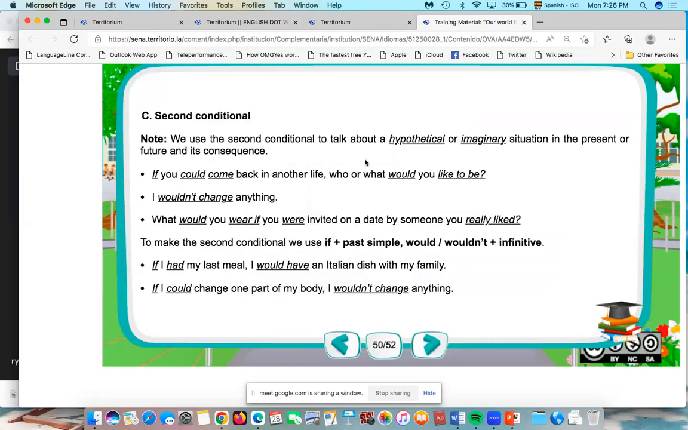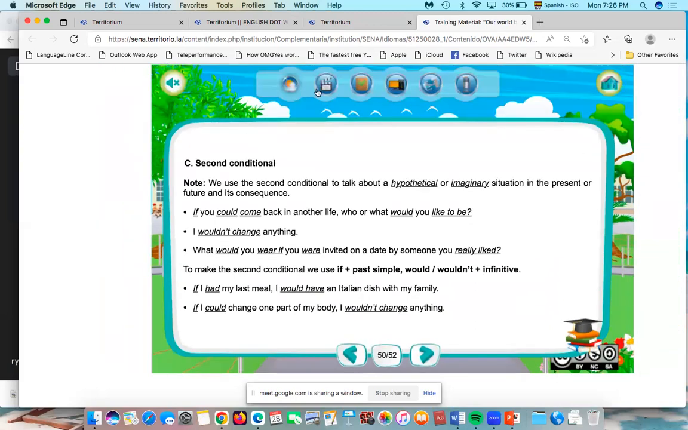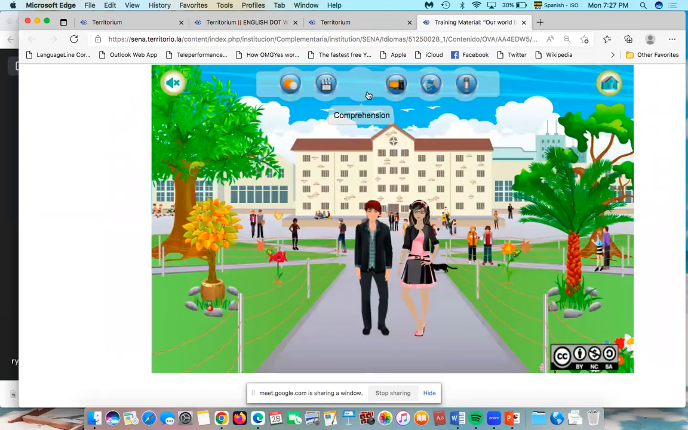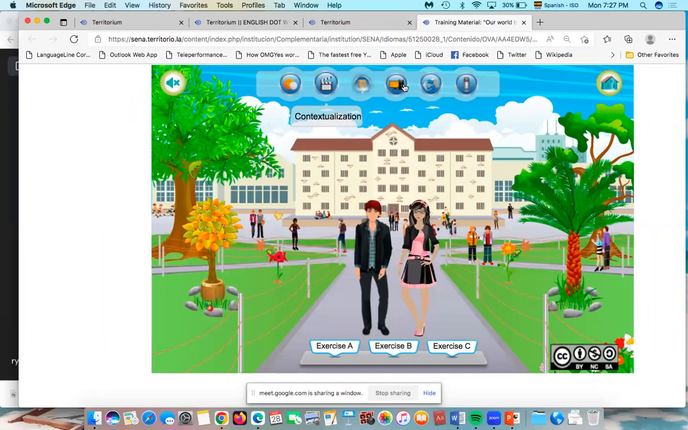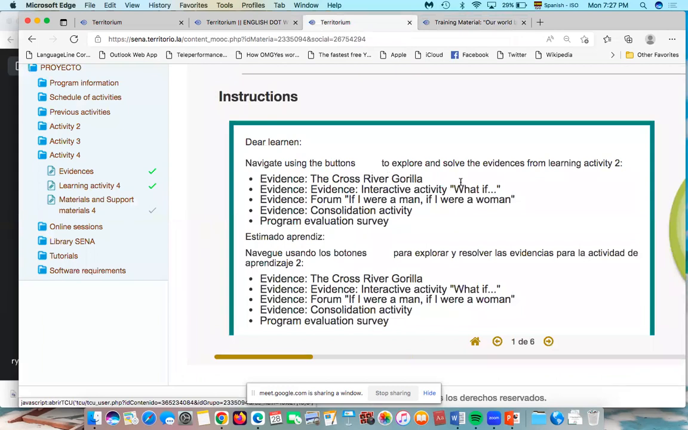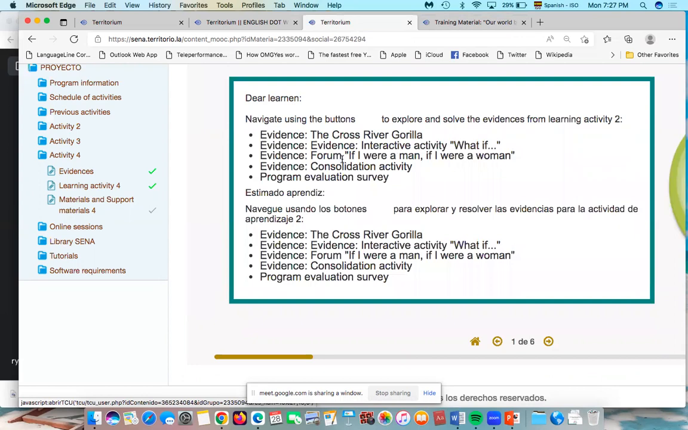So that is the topic that we have. You can check the examples. Now we're going to, well, I recommend that you check contextualization. In contextualization, they have an oral presentation about the world's food by 2050, right? And then you will listen, you will do the comprehension exercises based on this information. And then you have some practice one and practice two about vocabulary and structures, and then we have pronunciation practice. So the evidence that you have to do is this one here, the Cross River Gorilla, the interactive activity, what if, the forum, if I were a man or if I were a woman, and finally consolidation activity, okay?